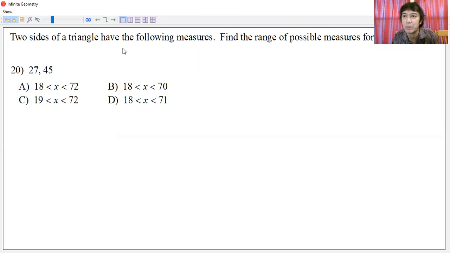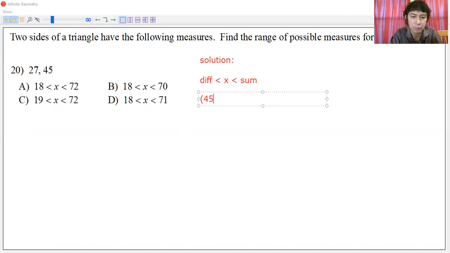Find the range of possible measures for the third side. We have the two sides given, 27 and 45. So let us solve it. This is our solution. We have difference. This is our formula. And we have the sum. Very simple. To show the solution, it will be 45 minus 27. That will be the lower limit for the side x, and this will be the sum. This will be 27 plus 45.